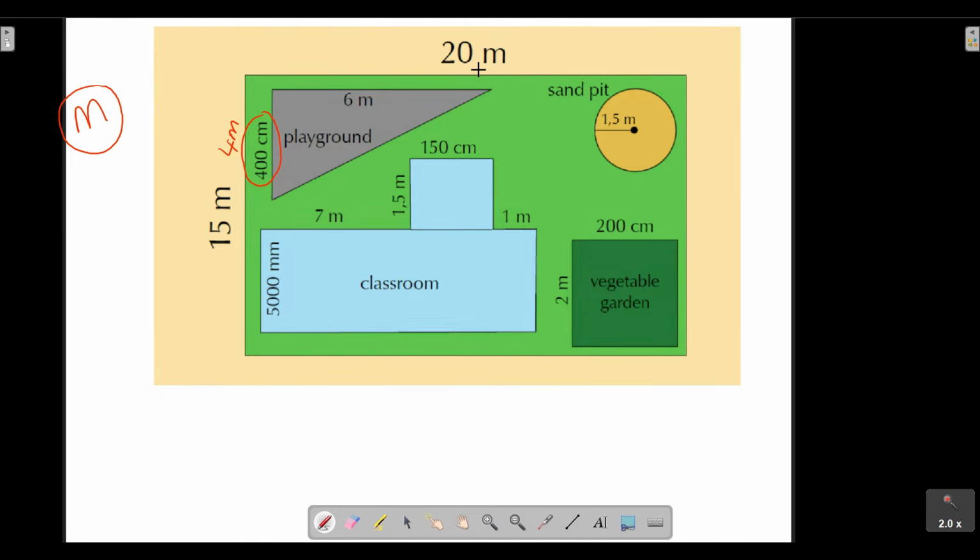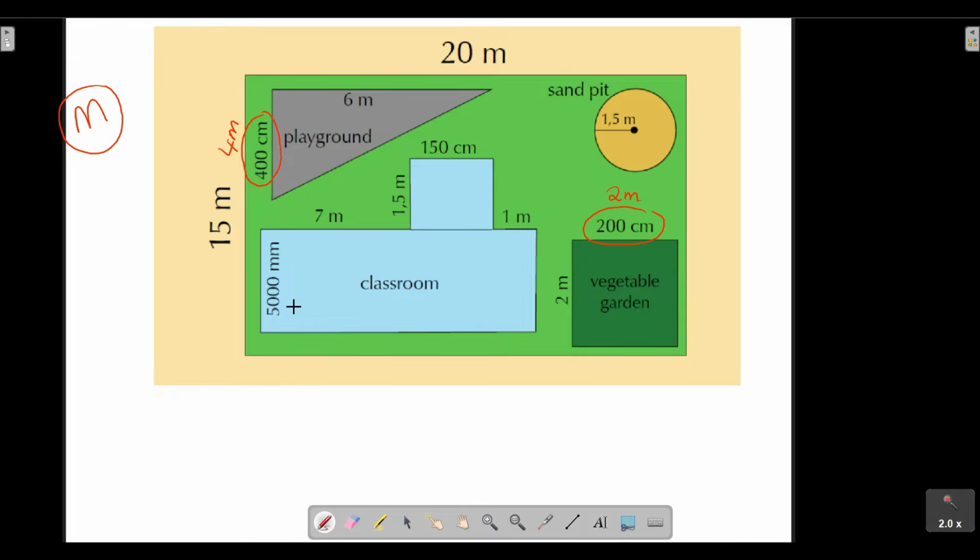I'm going to start off by converting everything. Let's convert the 200 centimeters into meters. 200 divided by 100 is equal to 2 meters. We can already see that the vegetable garden is a square shape, because the length and the length are basically equal.